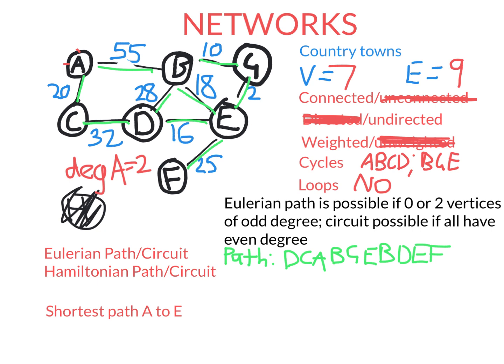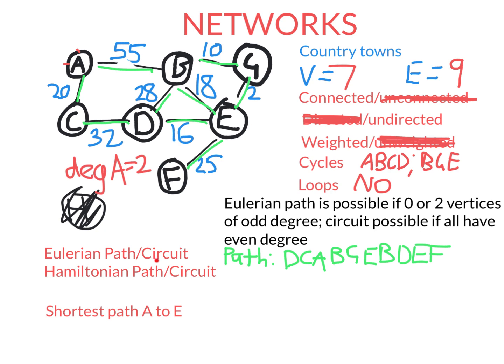Notice in an Eulerian path, it's okay to visit vertices more than once. We just can't travel along an edge more than once. So this is an example of an Eulerian path. There are other Eulerian paths. We could find others starting at F, for example. There's more than one that starts at D, more than one that starts at F.